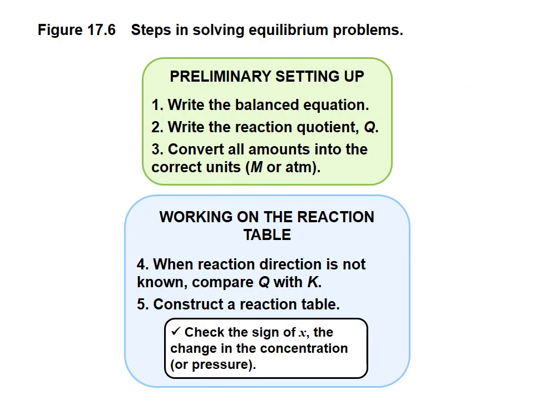Let's go over the steps in solving equilibrium problems. The key step is to construct a reaction table. To do that, you first write the balanced equation, and then you write three rows: the initial concentration, the change, and the equilibrium. Sometimes you have a mixture of reactants and products, and you don't know whether the reaction goes forward or reverse. In that case, you need to calculate Q and compare it with K. From this information, you can determine the sign of X.